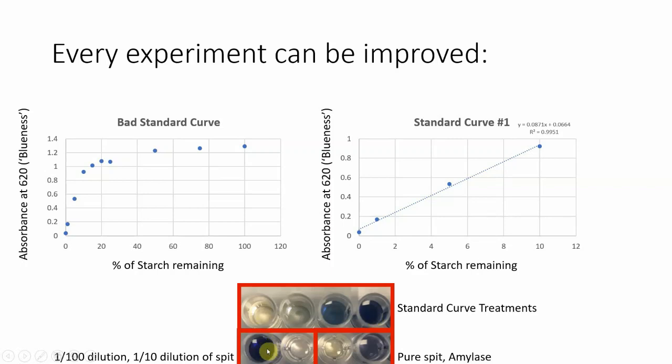What I have down here with this very blue sample, so quite a bit of starch left, is my spit diluted 1 to 100. Next to it, with this very clear sample, so not much starch left, I have my 1 to 10 dilution of my spit. Here I have my pure spits, also very clear, so not much starch left. And then I have my positive control, the amylase I bought from the store. It's an intermediate amount of blue, so we had some starch degradation, but not totally.